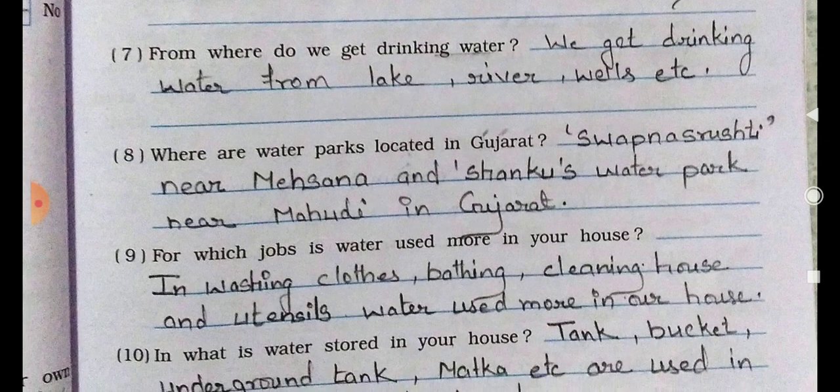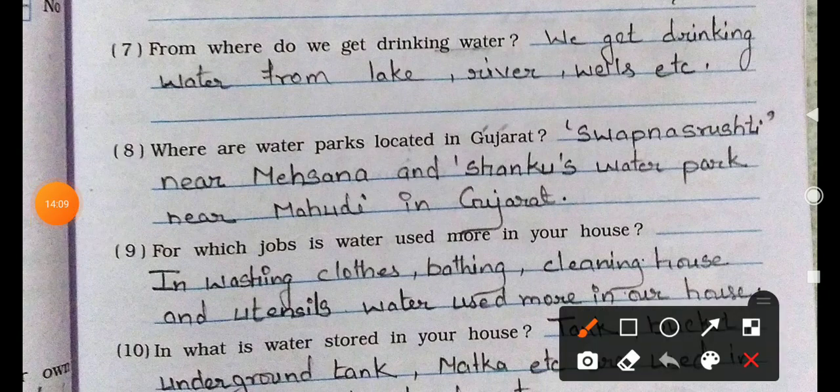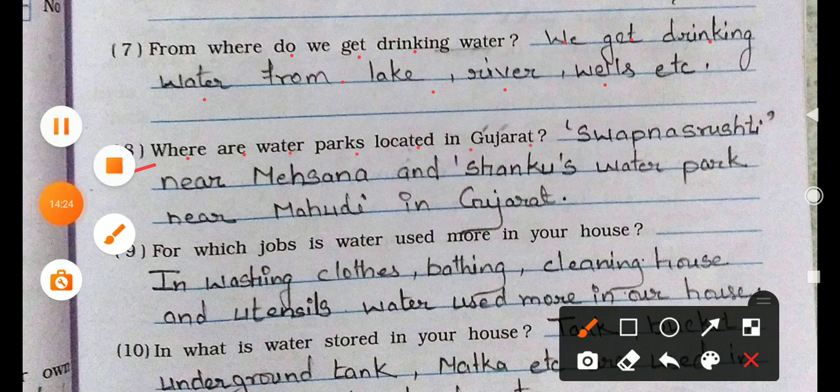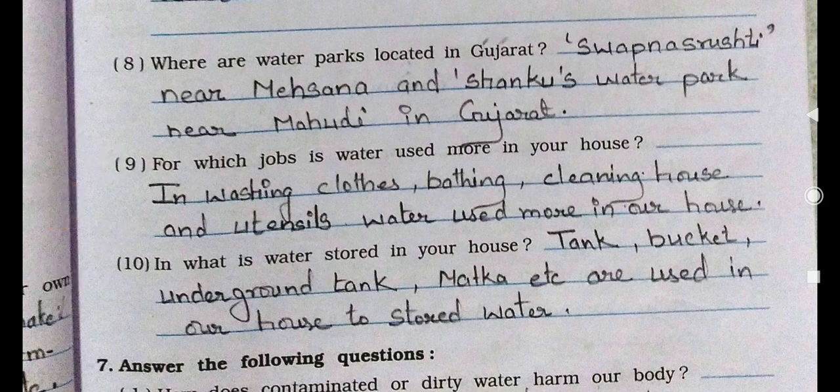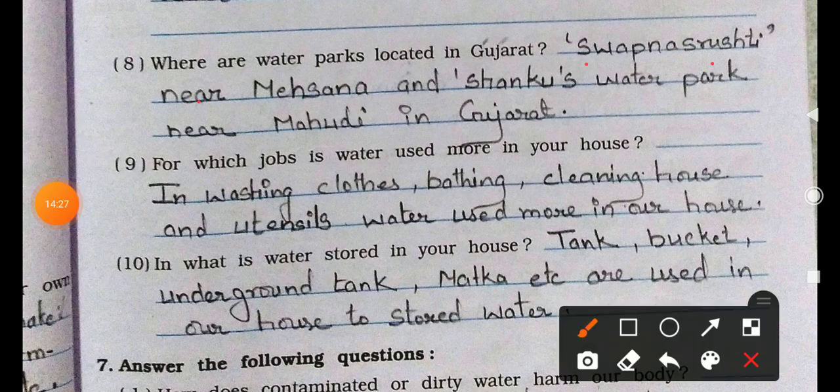Number 7. From where do we get drinking water? Answer: we get drinking water from lake, river, well, etc. Number 8. Where are water parks located in Gujarat? Answer: Swapna Srushti near Mehsana and Sankus Water Park near Mahudi in Gujarat.